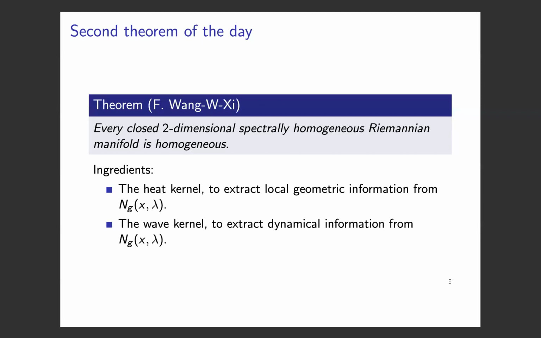And so your two-dimensional manifold is a quotient of a space form. And there's only so many different things that can be. And then you just do the casework. When it comes to the negatively curved case, we actually have to use the wave kernel, or perhaps a half-wave kernel, depending on how you like to look at it. And that will extract information that's more global in nature, having to do with the geodesic flow, or rather the geodesics.